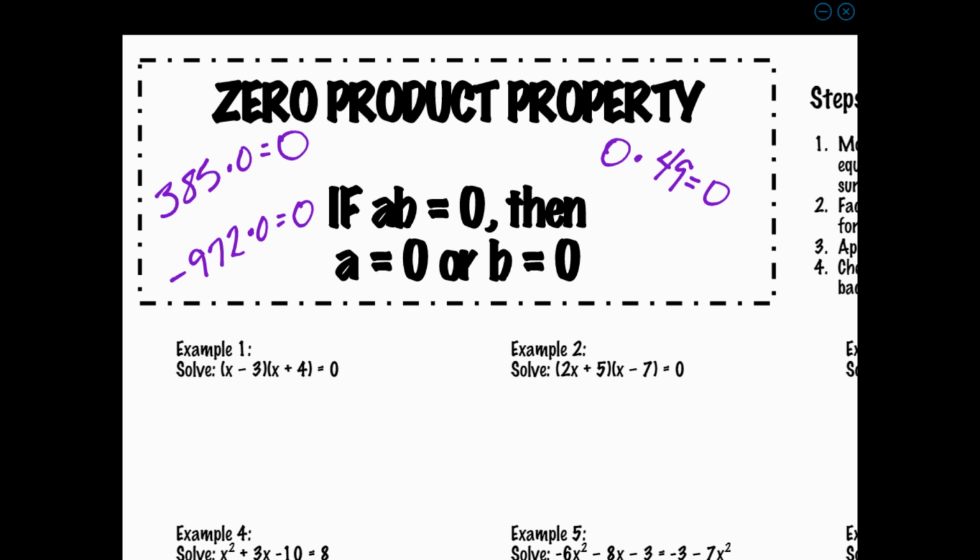It just means that if two numbers multiplied together equals 0, that means one of those numbers must be 0. One of those factors specifically. Either A or B has to equal 0 if the whole thing equals 0, because we know that anything multiplied by 0 gives you 0, right?